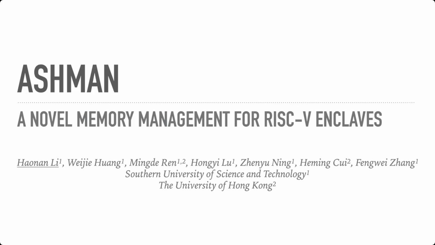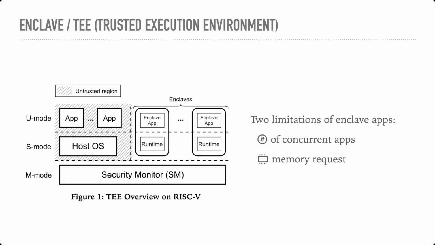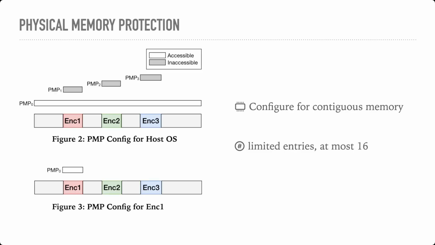So today I will introduce our work, Ashman, a novel memory management for RISC-V enclaves. Recent TEEs on RISC-V usually meet two limitations. First, their concurrent enclave number is usually restricted. Second, some features like memory requests are still limited. These limitations are usually brought by their memory protection mechanism. Let's take the physical memory protection, or PMP, as an example.